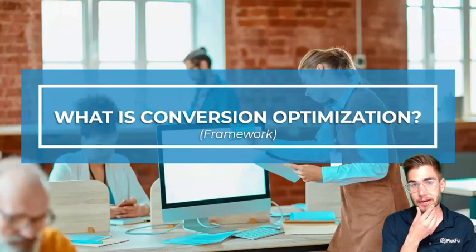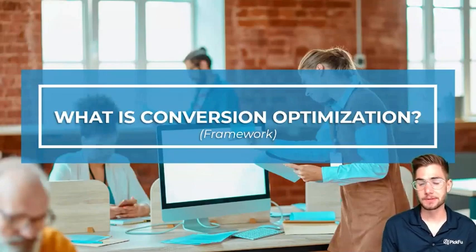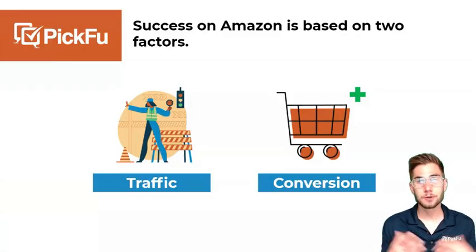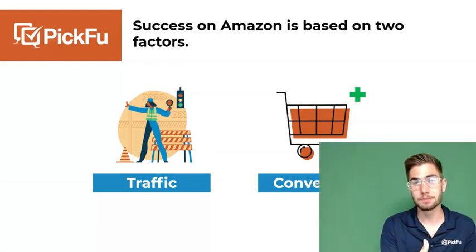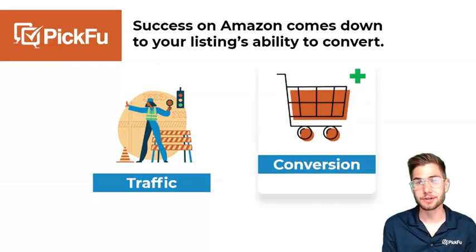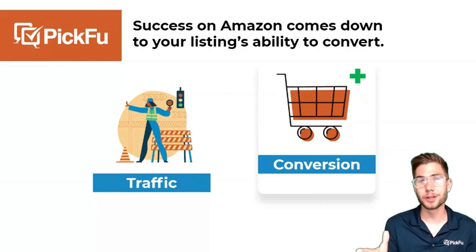So let's start with this framework real quick, and that's, what is conversion optimization? As you probably already know, success on Amazon is going to come down to really two key factors, right? You've got traffic, that's the number of people that you can actually get to come to your listing, and then you have conversion. This talk is going to focus solely on conversion.